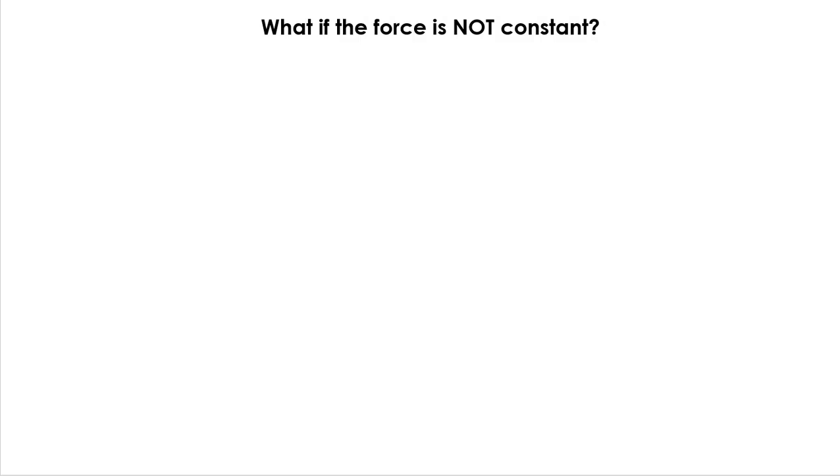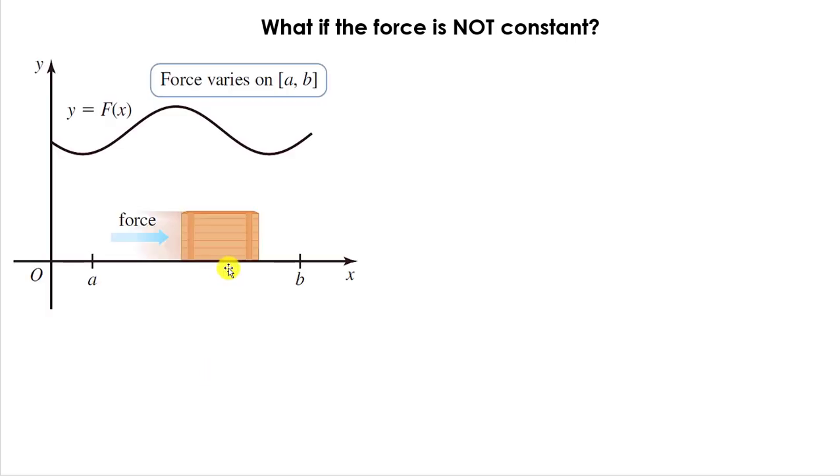Now here's the question. What if the force is not constant? How do we compute the work? Well, let's see. On this picture, we have a particle that's being moved over the segment from A to B by applying a certain force. But this time, force is not constant. Force is defined by function f. And look at that curve. See how it goes up and down, so it indicates that force increases and then decreases. But the bottom line, it's not constant.